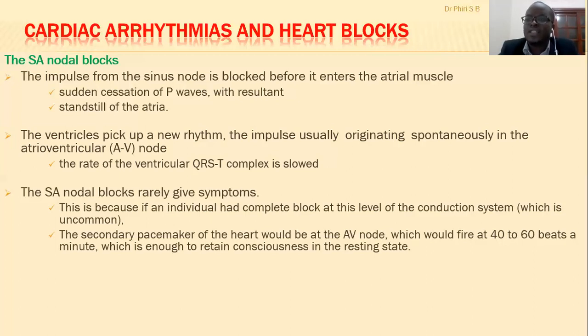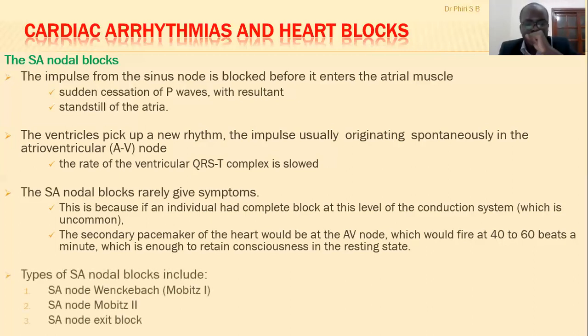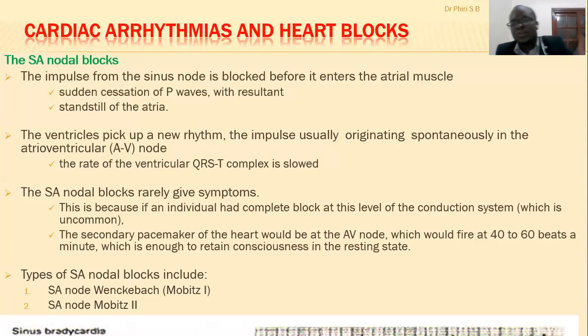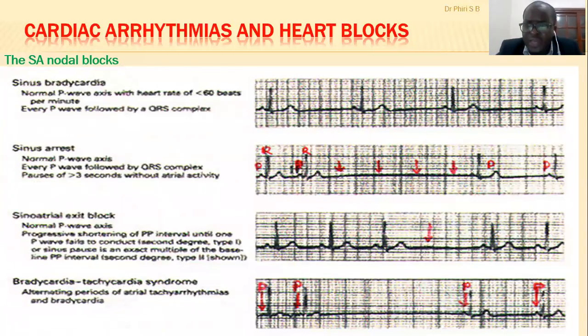cells. The SA node is not doing that. So there are different types of SA node blocks that would include SA node Wenckebach, so Wenckebach, Mobitz type 1. So the SA node Wenckebach, this is Mobitz type 1. Then you have SA node Mobitz type 2, then SA node exit block. So in this diagram, you'll be able to appreciate what will happen to the ECG tracing.